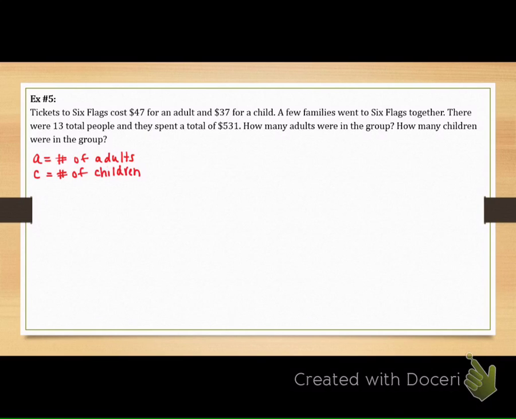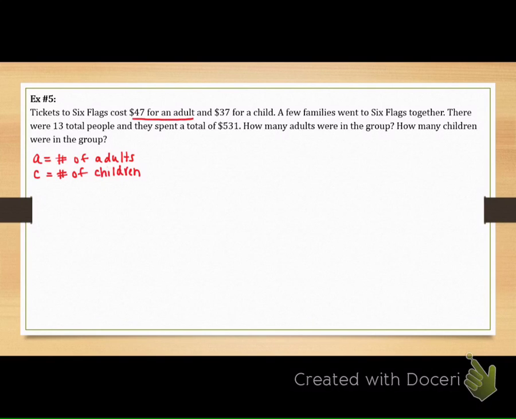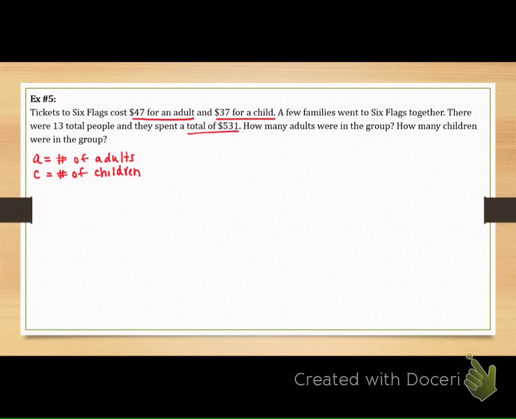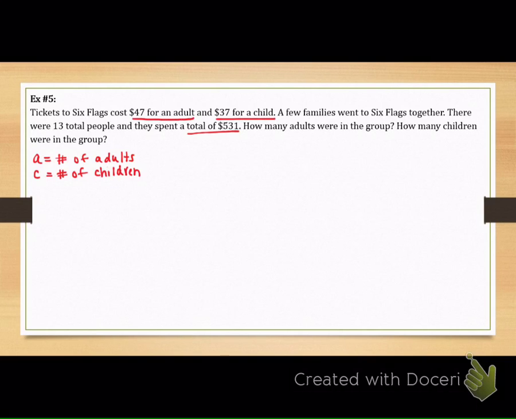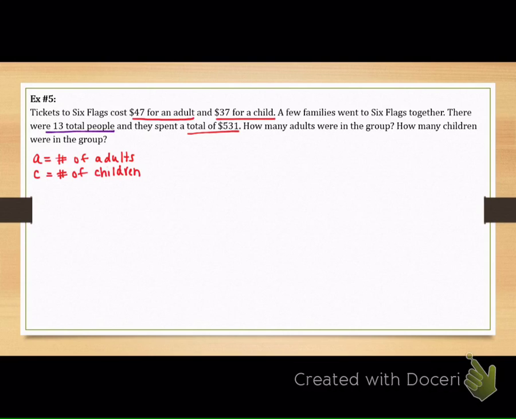Okay, so let's go back through this, and it's not all in one sentence this time, so it's going to be really hard to put the right piece together. But it says that it's $47 for an adult and $37 for a child. Is there anything else that you think goes with that information? Madison? Those are all money, right? The same unit, so those all go together. So that's one equation. Then it says a few families went to Six Flags together. There were a total of 13 people. So that's a separate equation there.